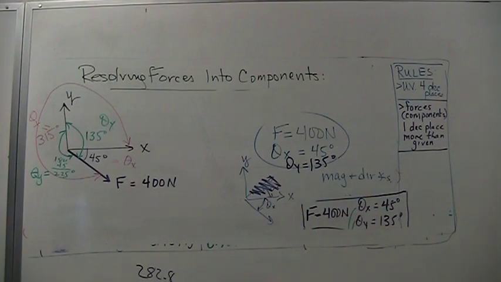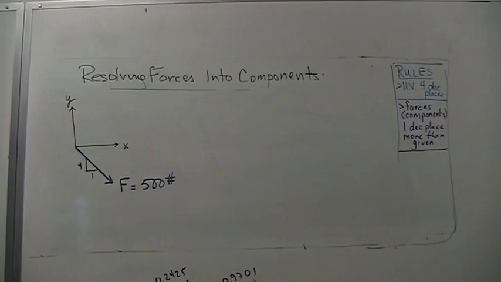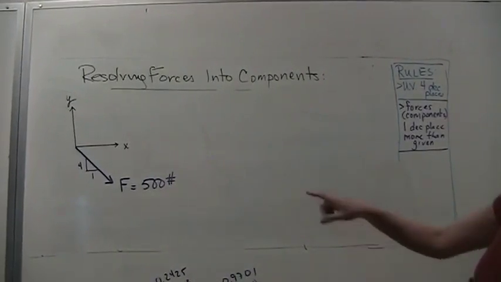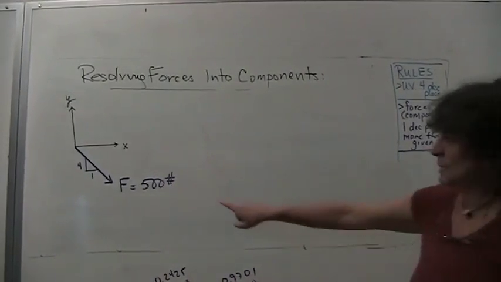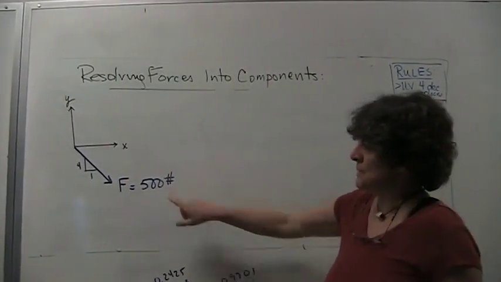Okay, so the next problem we're going to do is still a two-dimensional problem, but we're going to do it using ratios, distances instead. Okay, I'm going to shut this off. I'm still keeping up the rules on the right side, and we're just going to keep adding to it. So now we're looking at a force of 500 pounds. Everybody hopefully knows that that means pounds.